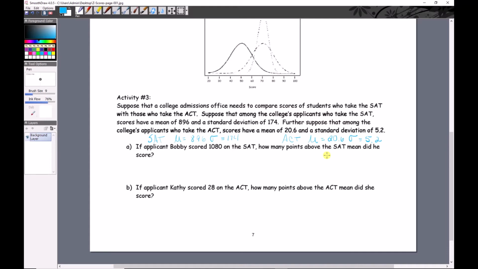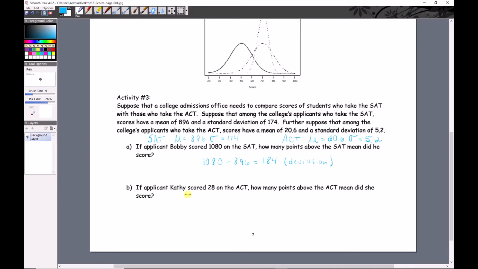If Bobby scores a 1080 on the SAT, how many points above the SAT mean did he score? They were just looking for a deviation here. So 1080 minus the mean, which is 896, and the difference is 184. This would just be called a deviation. It's not a standard deviation because we haven't adjusted it.